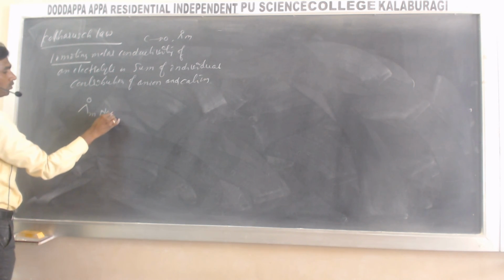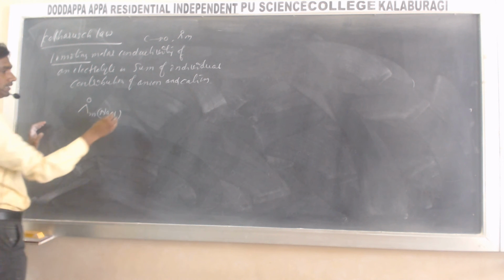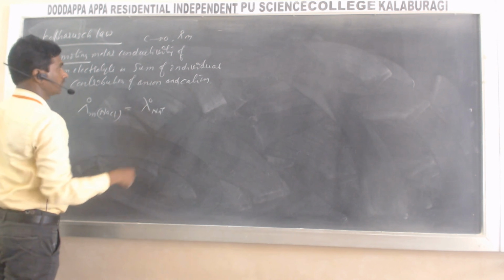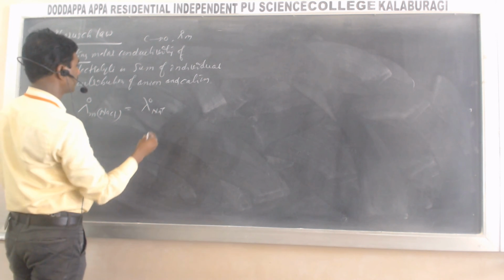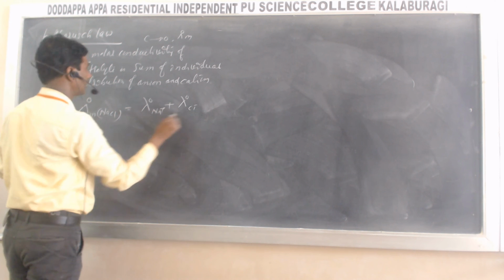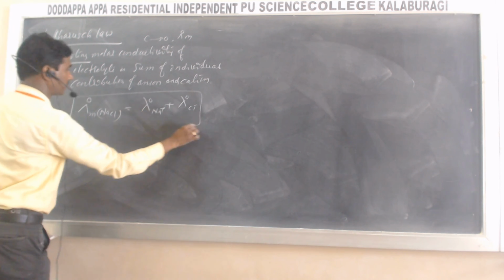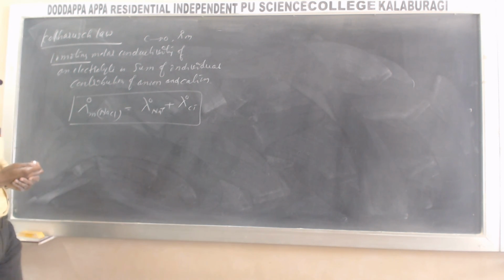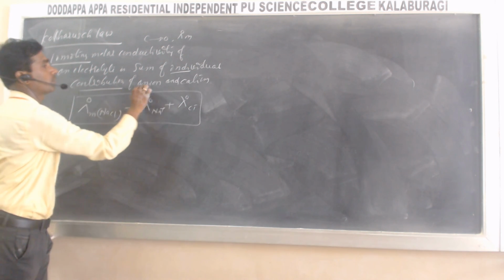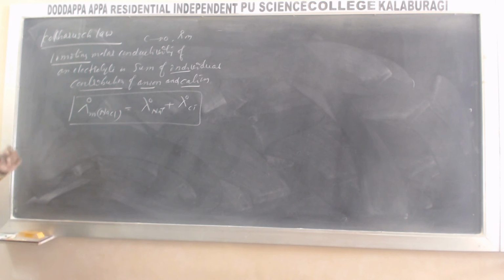For example, the molar conductance of NaCl is equal to the limiting ionic conductivity of Na plus plus the limiting ionic conductivity of Cl minus. So this is the expression for Kohlrausch's law. Kohlrausch's law is nothing but the sum of the individual contributions of anion and cation.